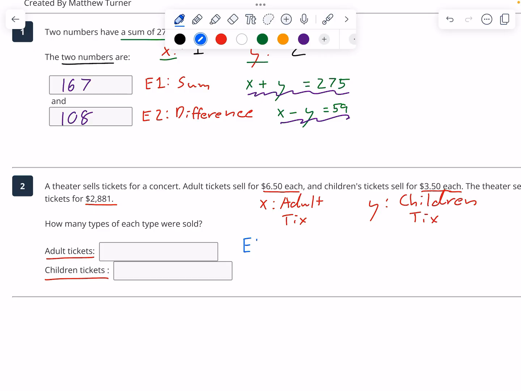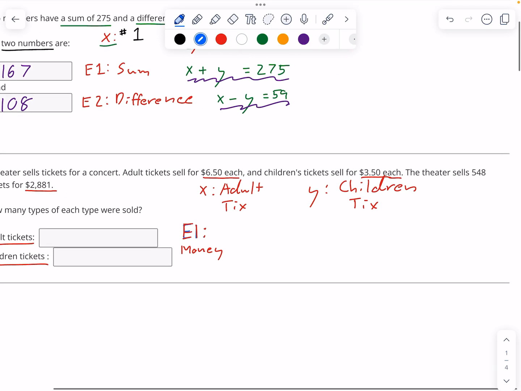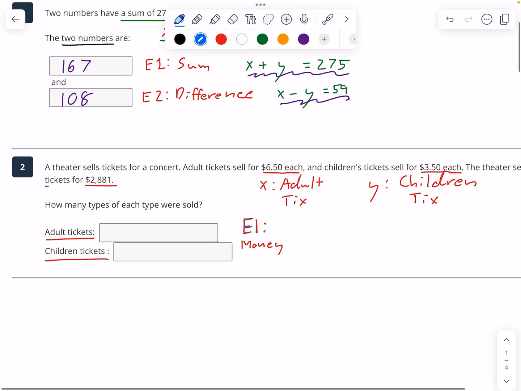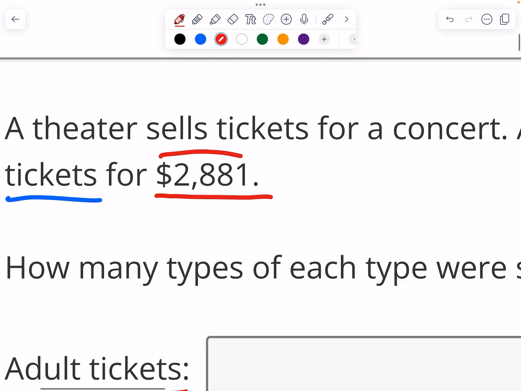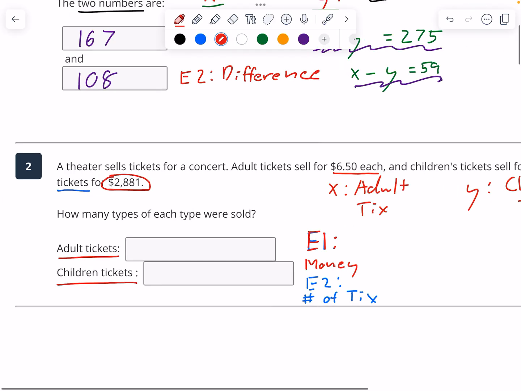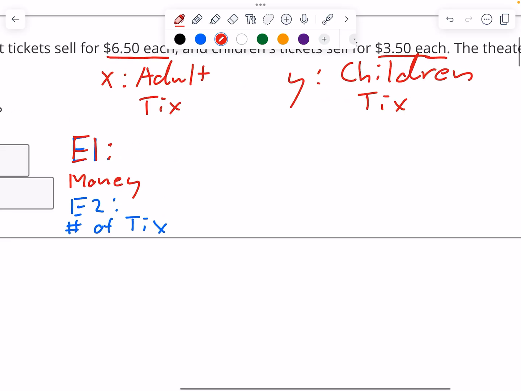So let's say E1 is going to be money, and I'm actually going to change those colors. E1 is about money. And the only other number I see is that 548. And that'll be my E2. And that has to do with number of tickets. Okay, let's deal with my money first. Reading this, I should hopefully be comfortable that this 2,881 is my end amount of money. So whatever I do, it's going to end up equaling that 2,881.